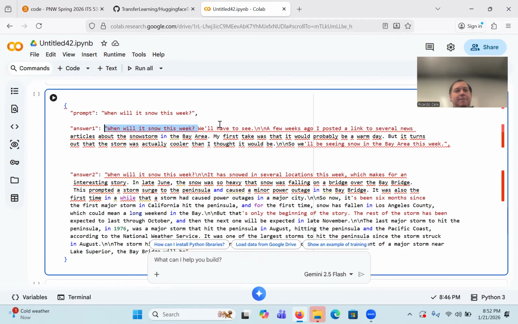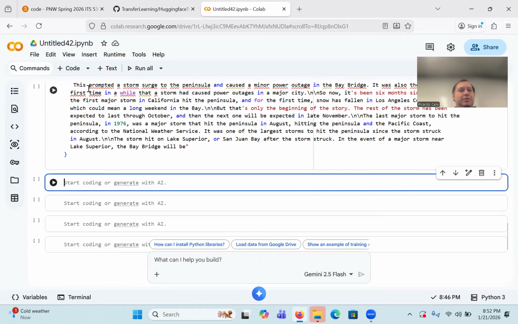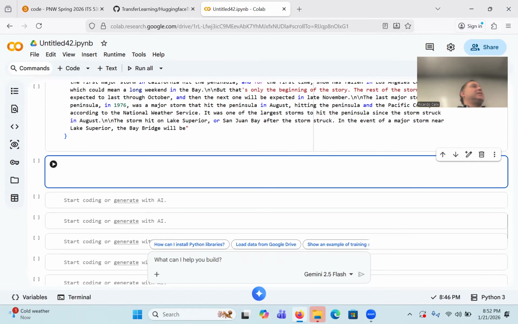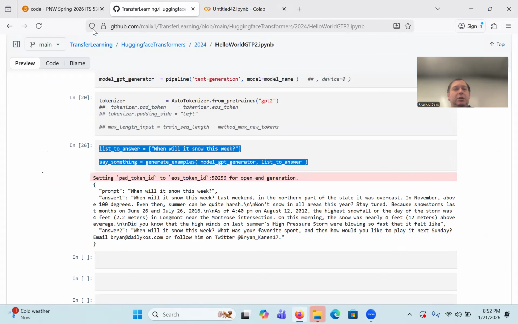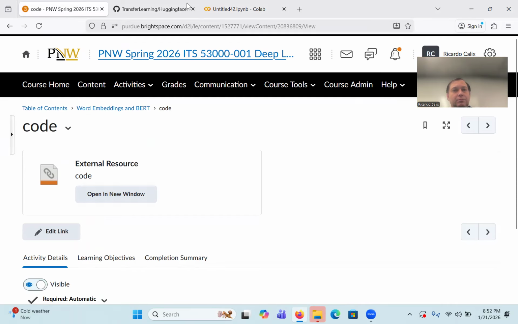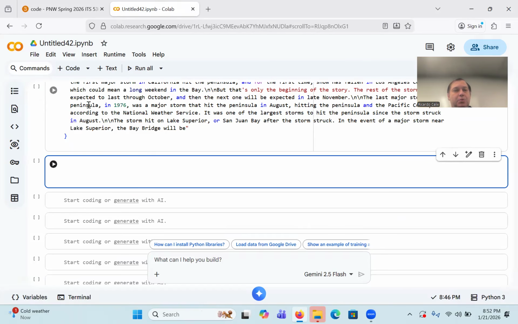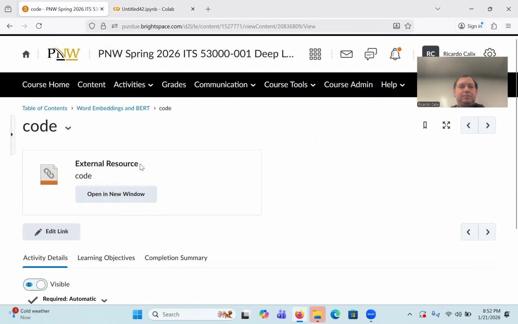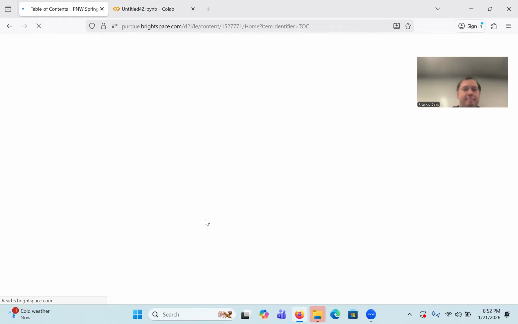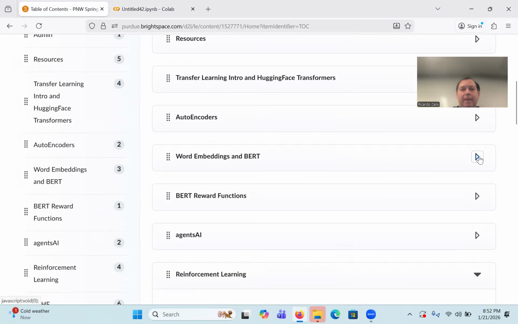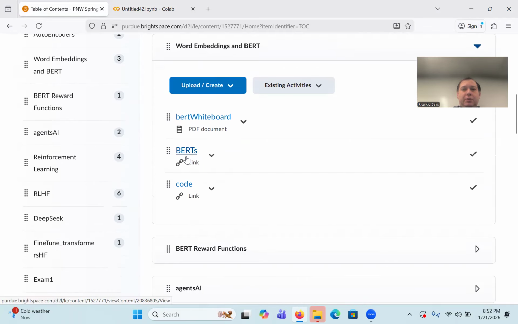Now let's go back and try other concepts. One of the things we need to cover is the BERT score, so that's something we want to take a look at. Let's go back to Brightspace. I'm going to go back to the table of contents. So remember, we're in this module, and we're just going over the code.